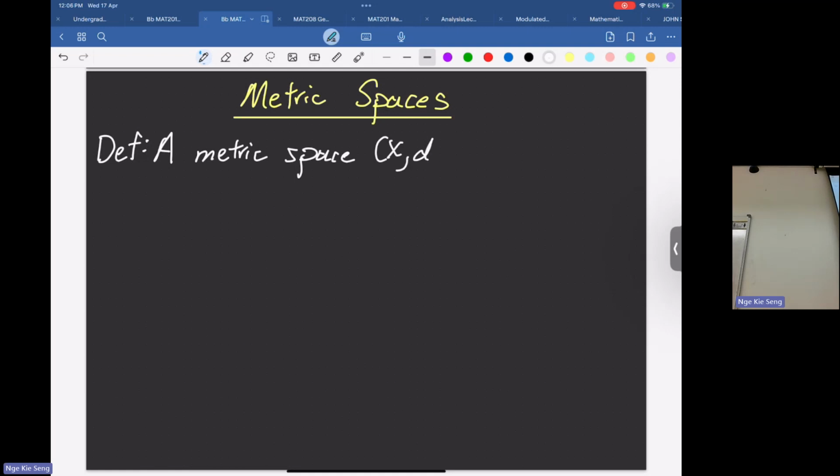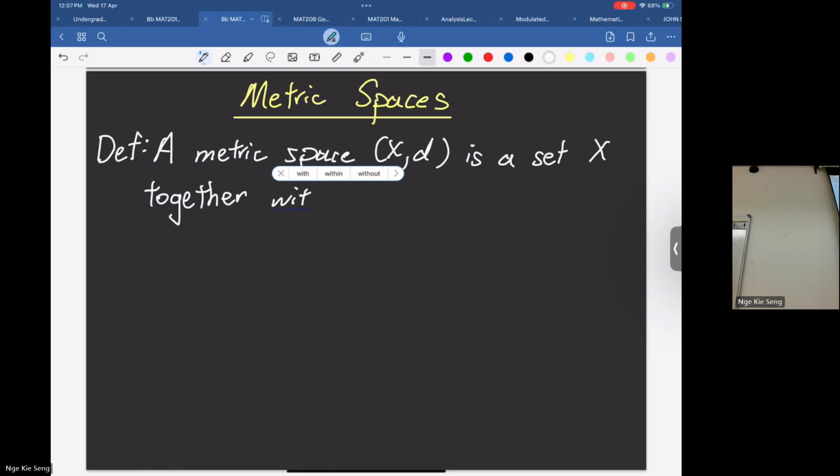So metric space is a set, together with a function, a distance function, we call it. So we write it as a double, (X, d). And this distance function needs to satisfy three properties.